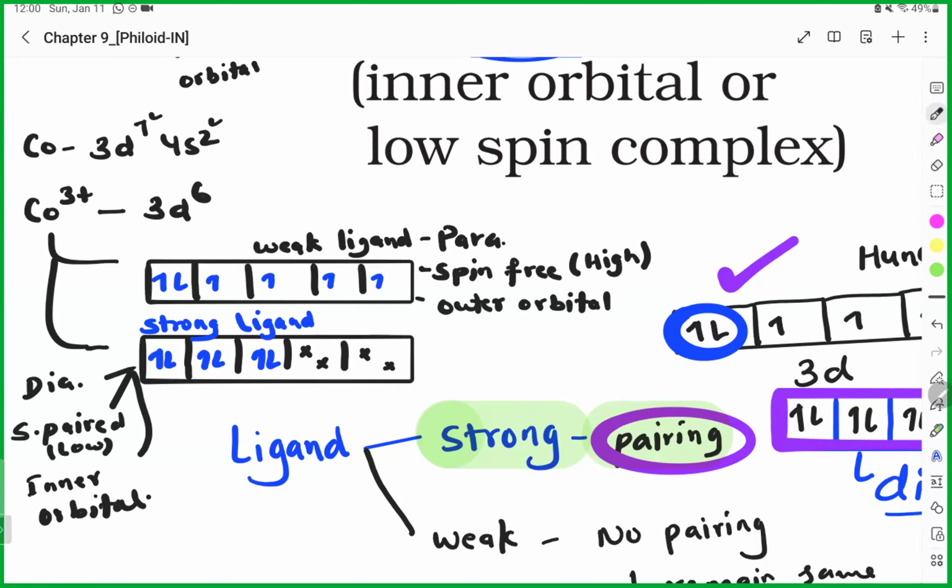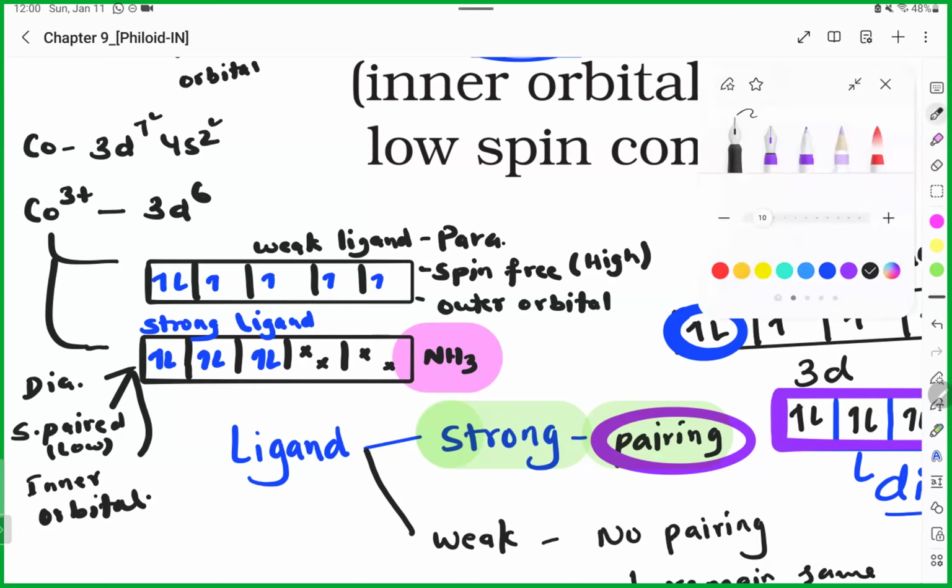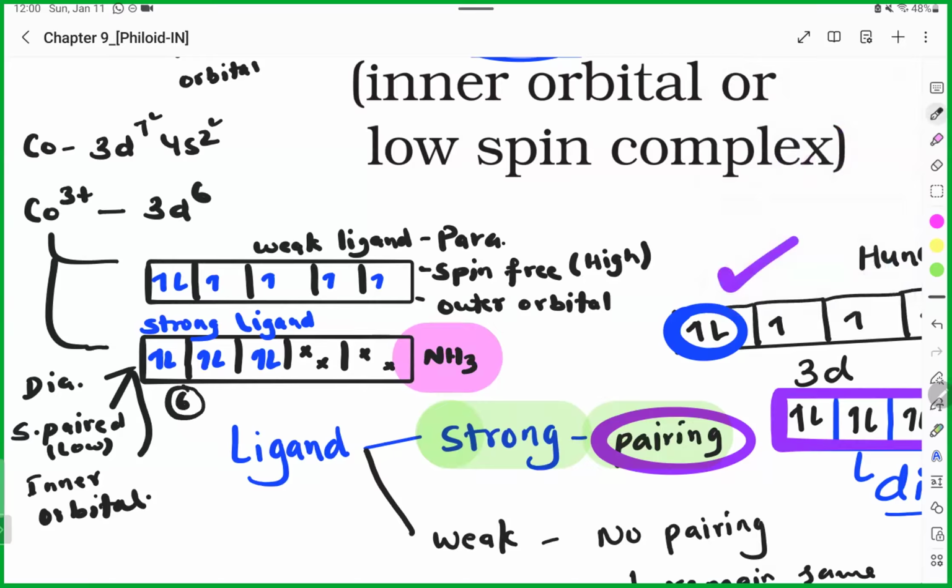Now we know ammonia is a strong ligand. So ammonia will cause all the impact of a strong ligand. So what should happen in this case? Inner orbital, and you have 6 ammonia. So you know the coordination number is 6. Your hybridization should have 6 orbitals. These inner d orbitals are free. So d2, 1s and 3p. Make sense?